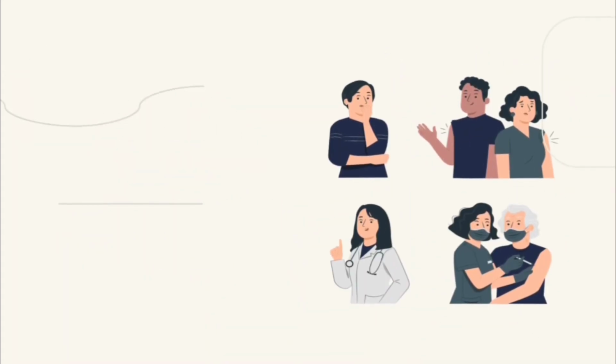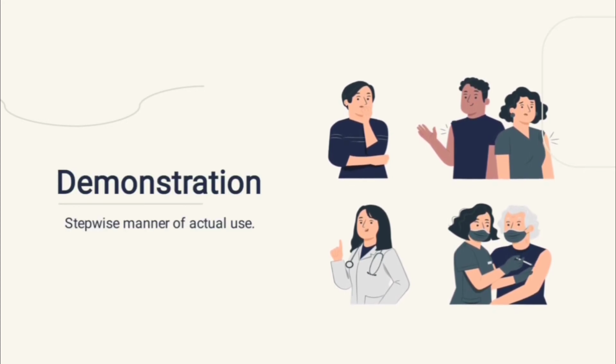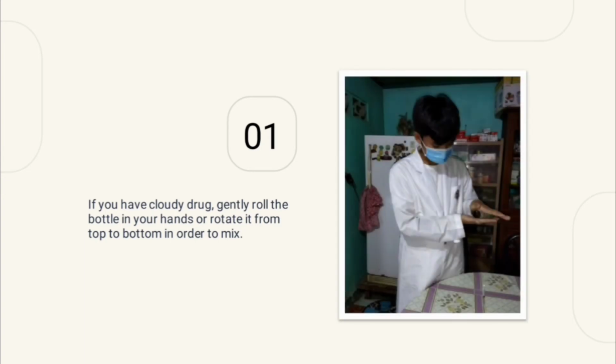Now for the demonstration of the tuberculin syringe, or the actual stepwise manner on how to use the medical device. Number 1, if you have cloudy drug, gently roll the bottle in your hands or rotate it from top to bottom in order to mix it. The drug is usually contained in a vaccine bottle, or is called a vial, and you have to mix it in order for the drug to be at its maximum therapeutic effect when being administered on a patient.